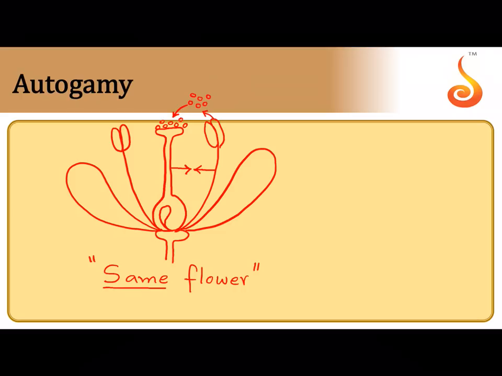So did you understand the concept of autogamy? The anther and the stigma must be close to each other. And a very important thing is the maturity of the anther and the release of the pollen, and the receptivity of the stigma. Please remember, there should be a synchrony between the two. There should be a synchrony between the release of pollen and the receptivity of the stigma.